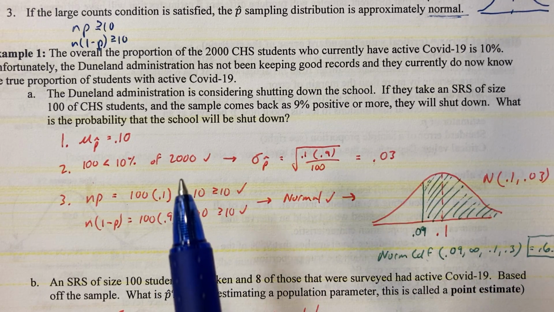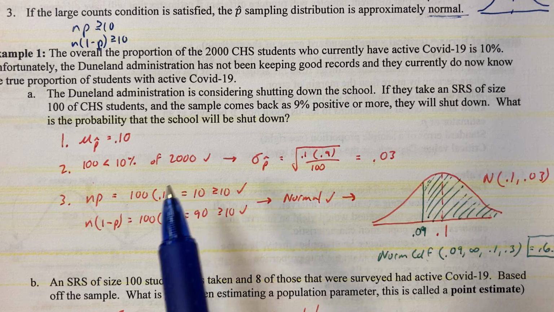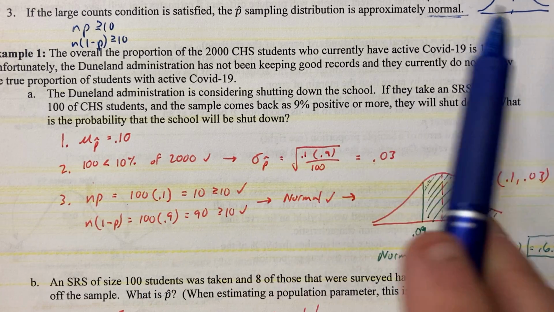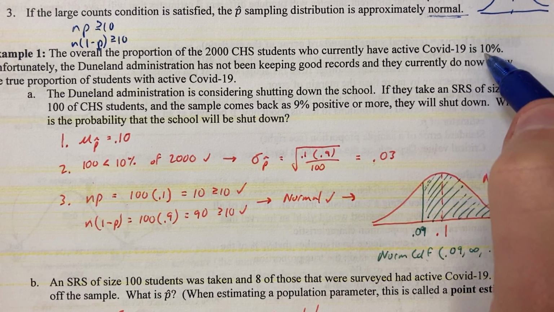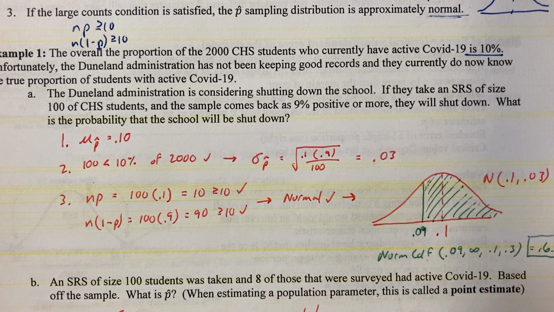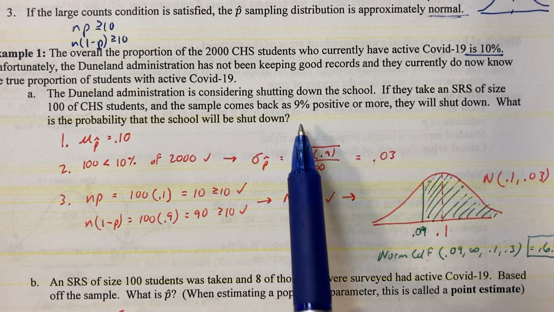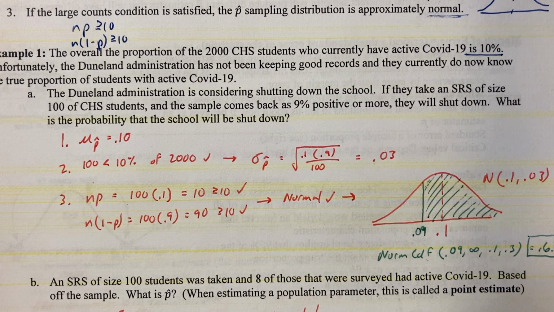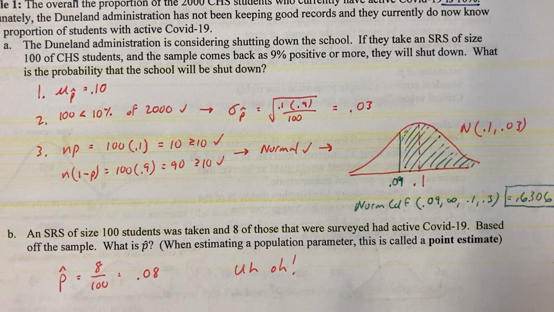Now, the sample should come back as 9% or more, because we know, we are statistics gods, we know that in reality, 10% of the 2,000 students have active COVID, but the administration doesn't know that. All right, so what they're saying is that they're gonna take a sample, and if it comes back as 9% or more, they'll shut it down. All right, so let's look at what our samples should look like.